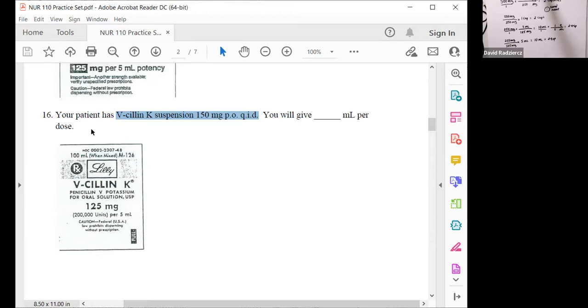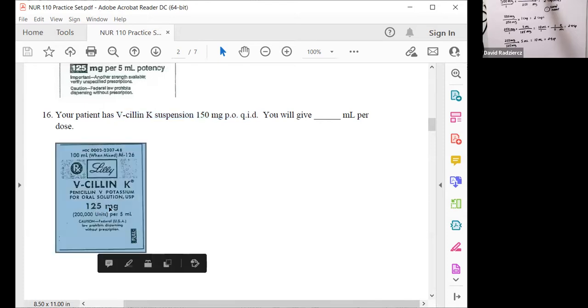So this label tells you it's a suspension. The order tells you it's a suspension. And then the suspension even tells you that it's 125 milligrams per 5 ml. This also is indicated as 200,000 units per 5 ml. So if the order for this was 400,000 units, you would still set this up the same way. Okay. So 125 milligrams per 5 ml, and the order is 150.